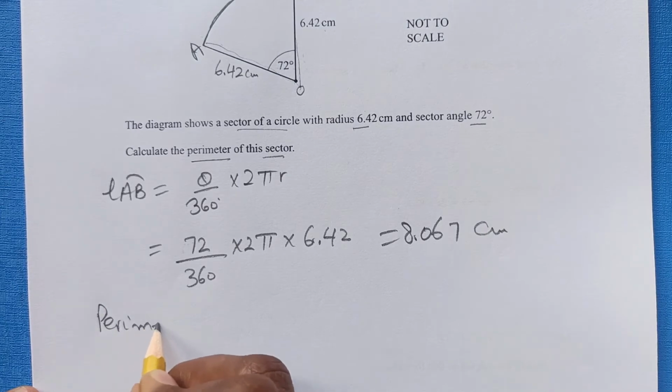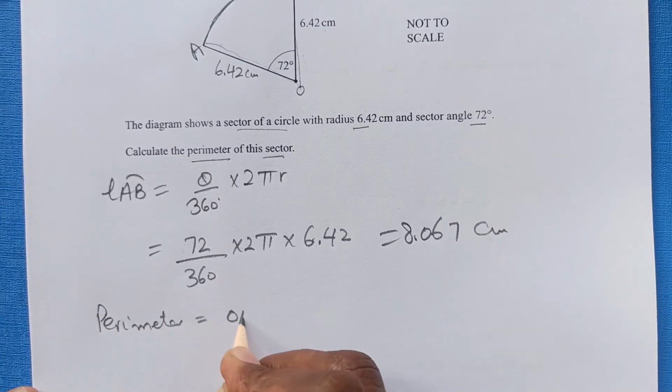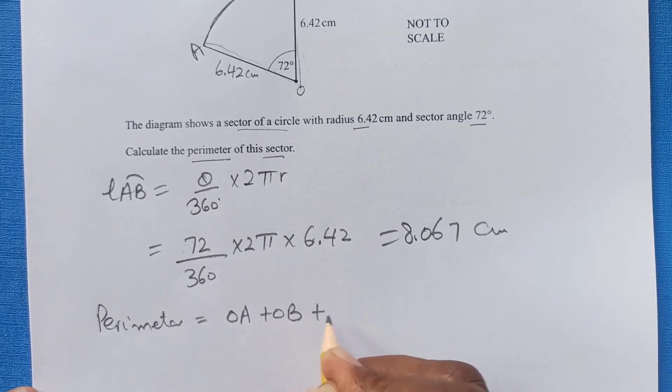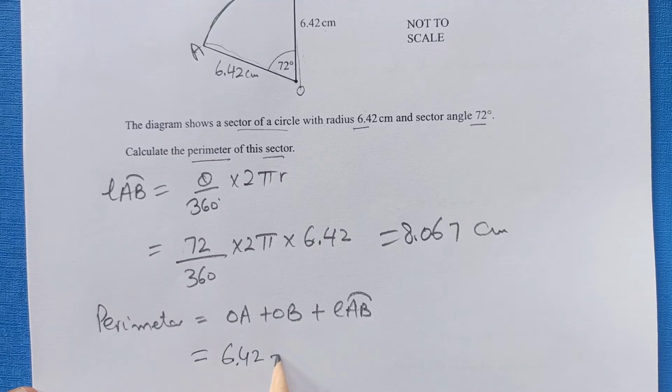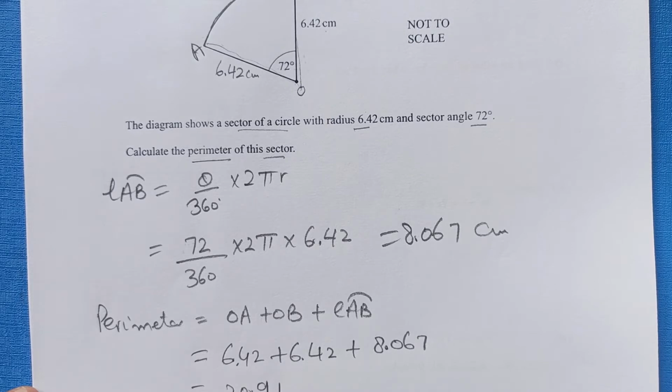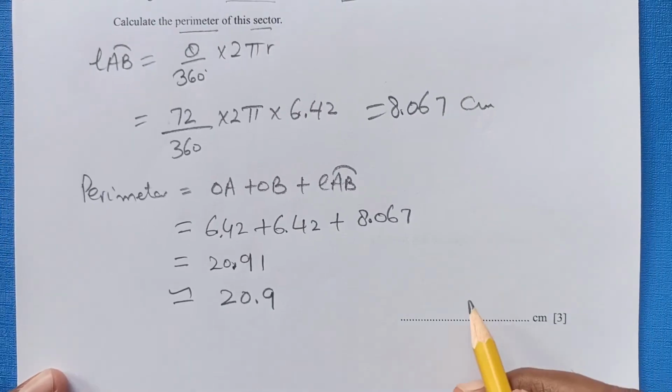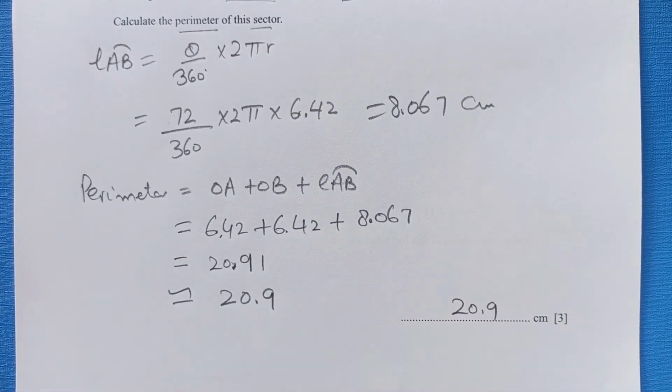Now we are looking for the perimeter of the sector. The perimeter of the sector will be OA plus OB plus the length of arc AB. So OA is 6.42 plus 6.42 plus 8.067. When you add this, it's coming 20.91, or you can approximate to 3 significant figures, it will be 20.9. That is the answer for this one. So let's move to the next question.